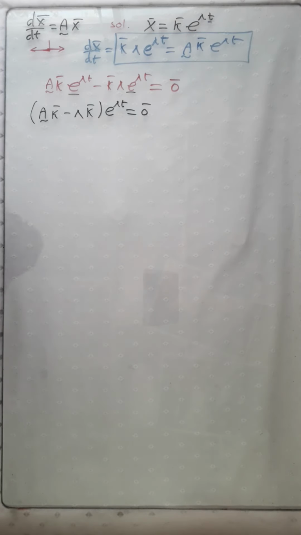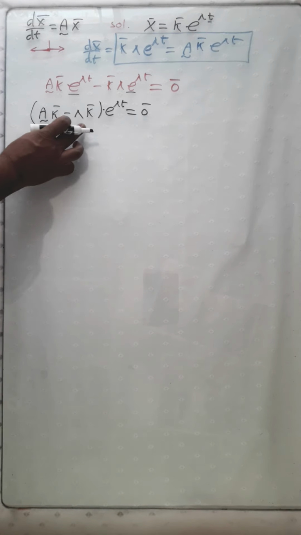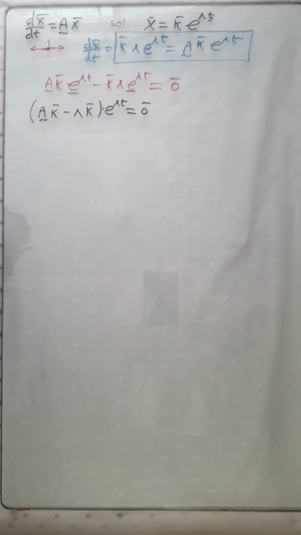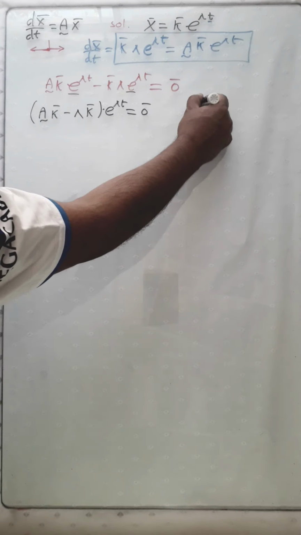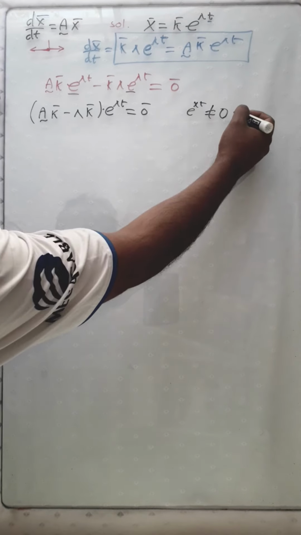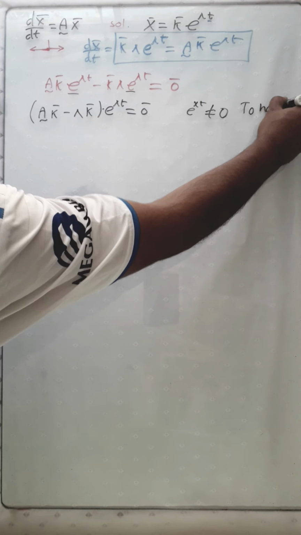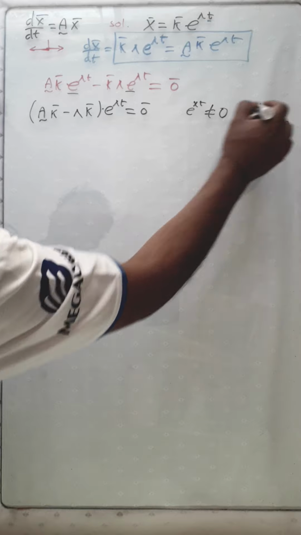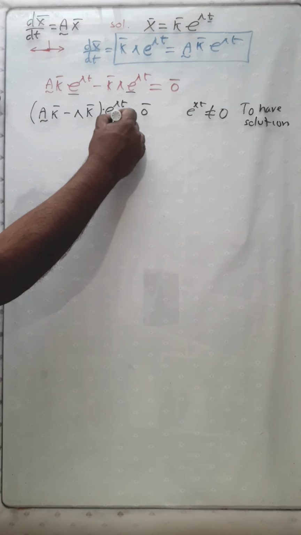Okay, because we have a multiplication here, we have two options. Either this is 0 or the exponential is 0. But the exponential of lambda t cannot be 0. Why it cannot be 0? Well, if this exponential is 0, then we have x vector equal to 0. So if we have the exponential equal to 0, then we don't have solution. So we need the exponential to be different than 0 to have solution. Okay, so because this cannot be 0, then the only thing that can be 0 is the left.